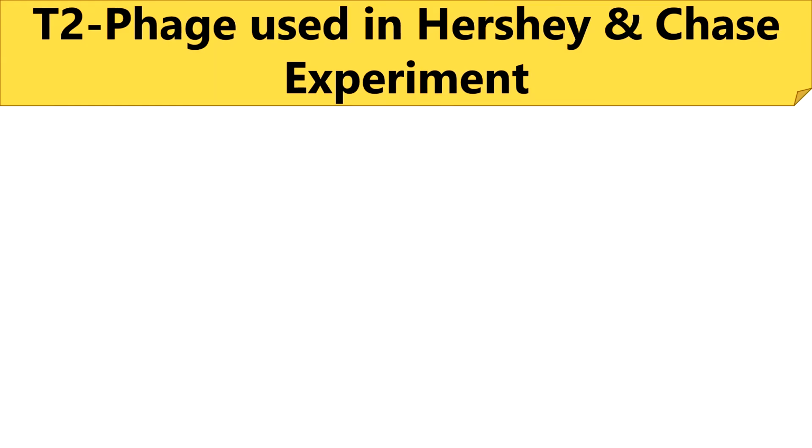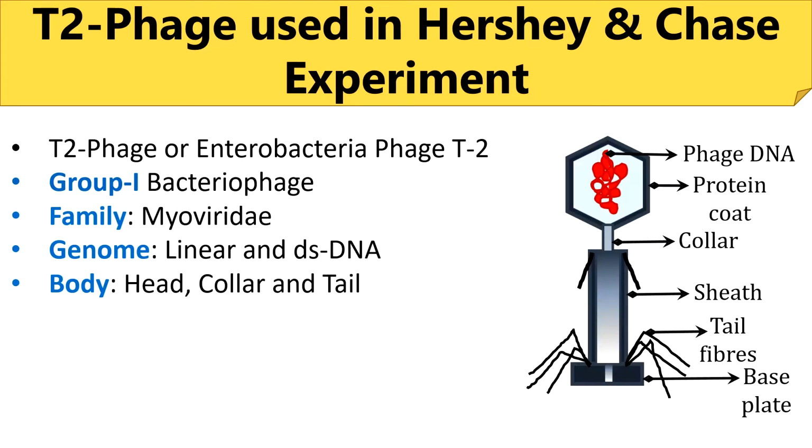Now we will discuss some of the characteristics of the T2 bacteriophage that has been used in the Hershey and Chase experiment. T2 phage infects E. coli bacteria, due to which they are also called Enterobacteriophage T2, as E. coli is a member of Enterobacteria. T2 bacteriophage belongs to the group 1 Myoviridae family, as they are non-enveloped and have a contractile tail. Its genome comprises a linear and double-stranded DNA.